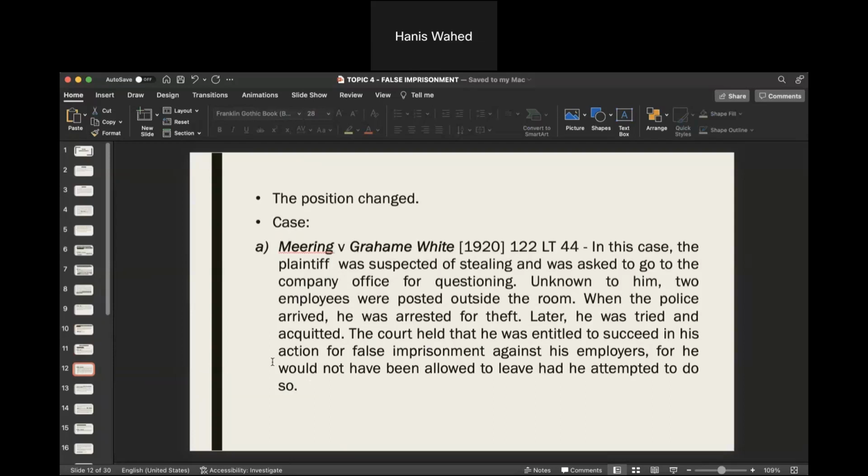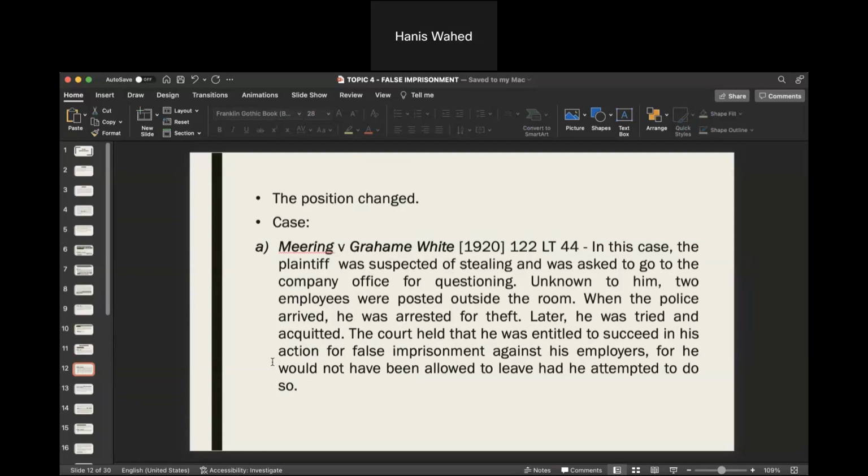Contohnya, katakan A adalah shop owner. Jadi satu hari A suspek yang B ni mencuri sesuatu. Jadi A pergi kepada B, and then A goes to B, and then A asks B politely without saying anything else. A told B, can you wait in this room, something like that. Okay, and then A closed the door and locked B from outside, and then A stands outside the room, contohnya. And then dekat luar bilik tu, A calls the police.